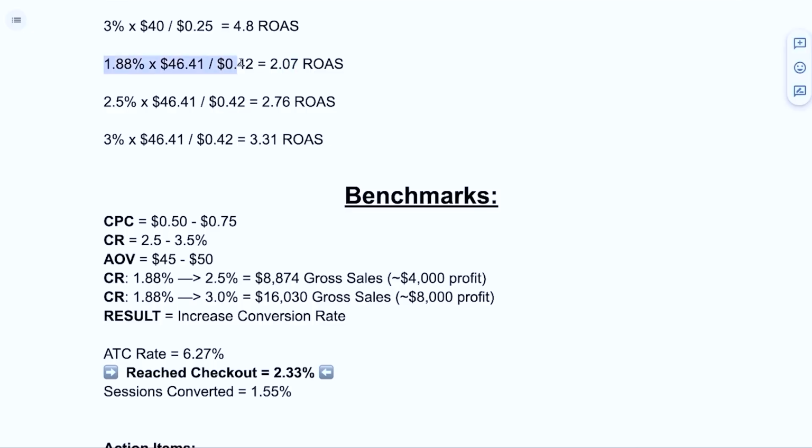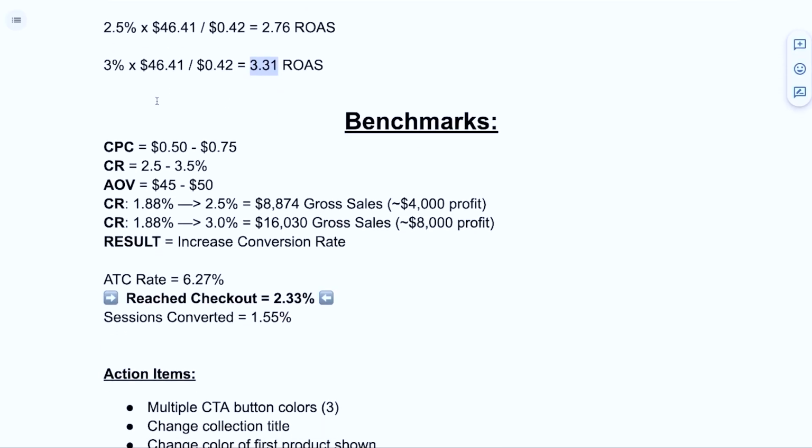So out of these three numbers, what should they be focusing on? The answer is conversion rate. If we get it to a 2.5%, which is very doable, that takes the ROAS from 2.07 to 2.76. Then if we increase it by another 0.5% to a 3, everything else held constant, same number of shirts being bought on average, same cost of the traffic, that brings them up to a 3.3 ROAS.